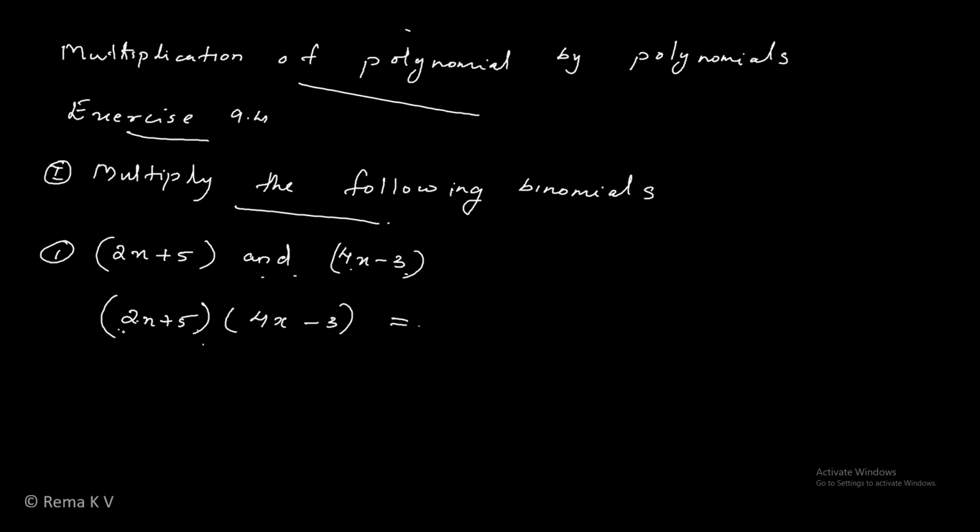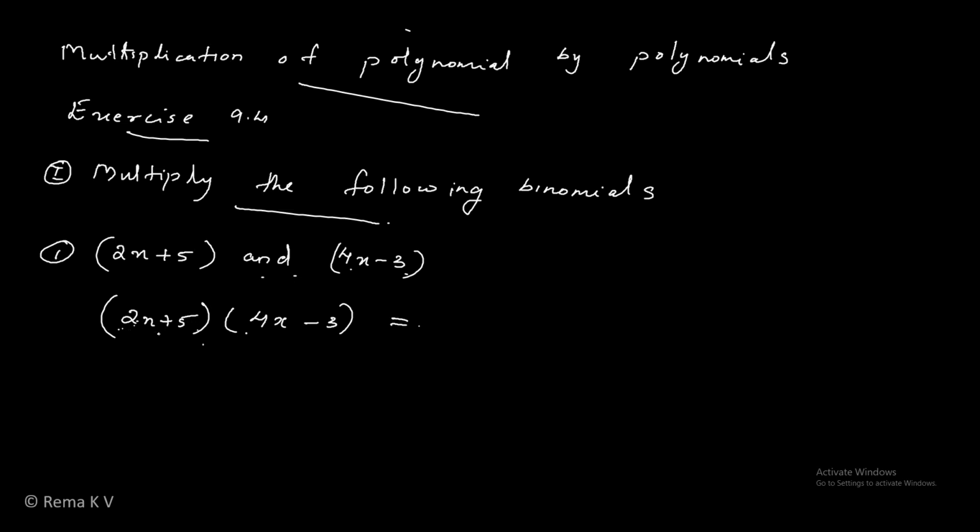So this is a binomial, an expression involving two terms. In the second bracket, again two terms are there. The first one is 4x and the second one is minus 3. Again it is a binomial. So in this question, we are multiplying a binomial with another binomial. Let us see how can we multiply this.